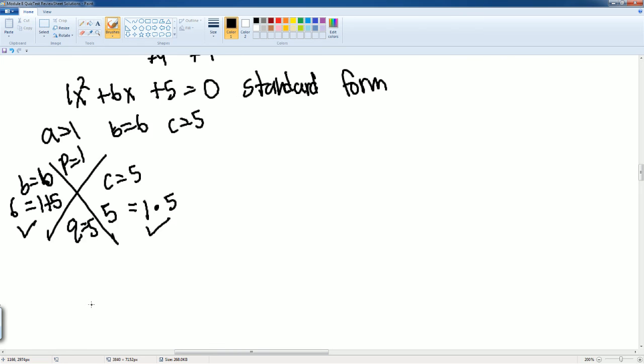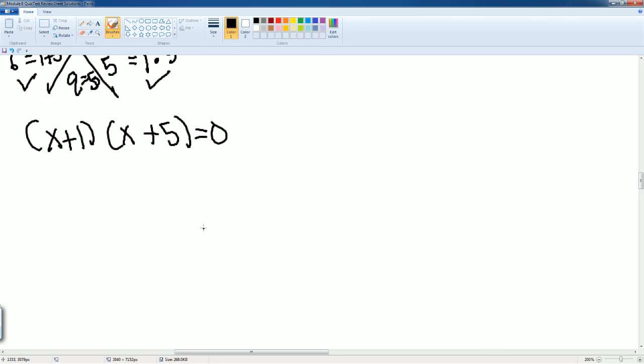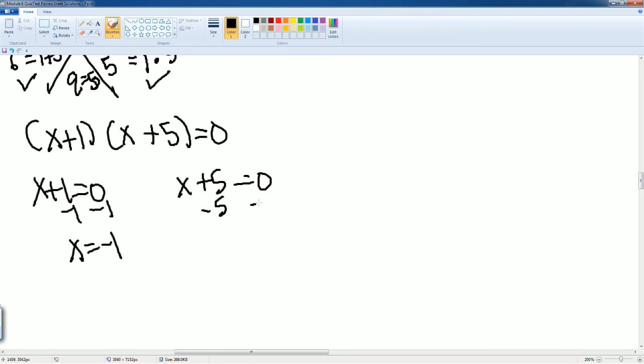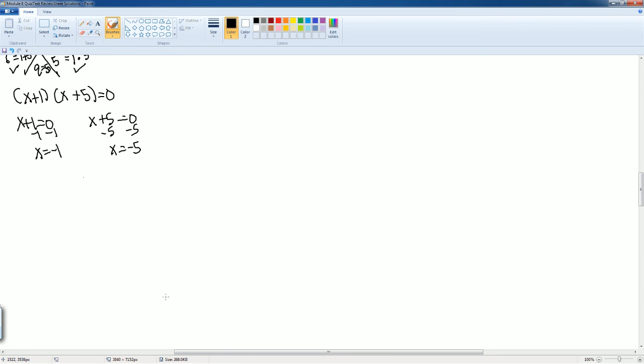All right. So factors are x plus 1 and x plus 5 equals 0. So to find the solution, we just set each equal to 0. x plus 1 equals 0, and x plus 5 equals 0. Subtract 1 from both sides, you get x equals negative 1. Subtract 5 from both sides, you get x equals negative 5. So your two solutions for this one are x equals negative 1 and x equals negative 5.